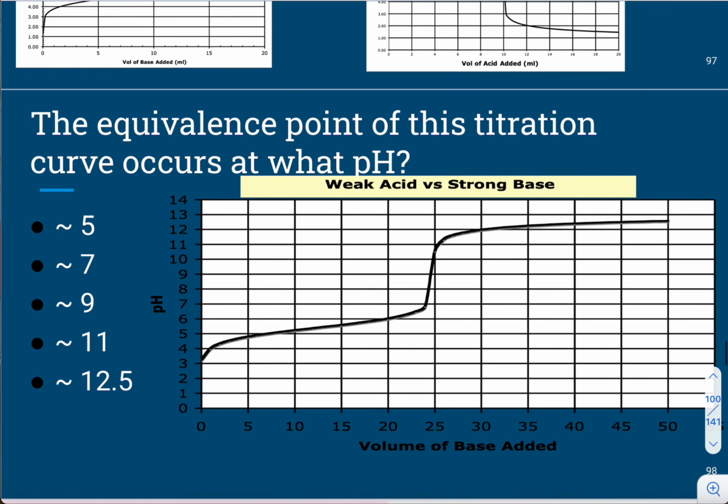So now let's do some questions that would go with this. The equivalence point of this titration occurs at what pH? So to find that, you would find about the midpoint of your vertical part. So I would say right about here, so right about 9. So you find the equivalence point by looking at your vertical, right about the middle of it.